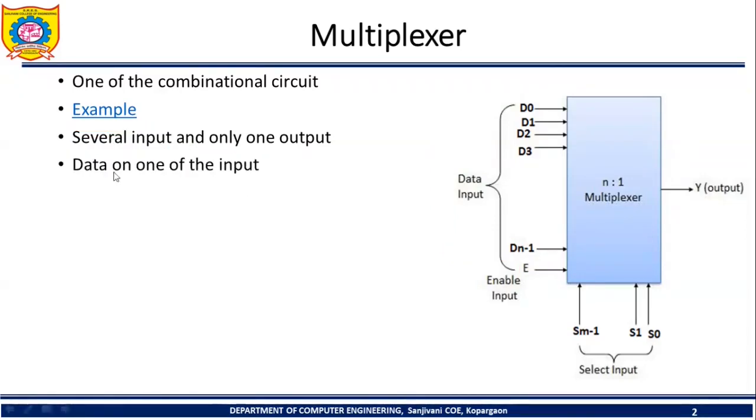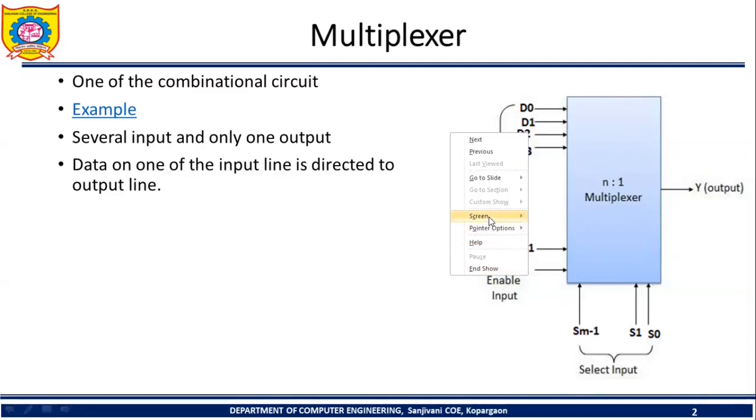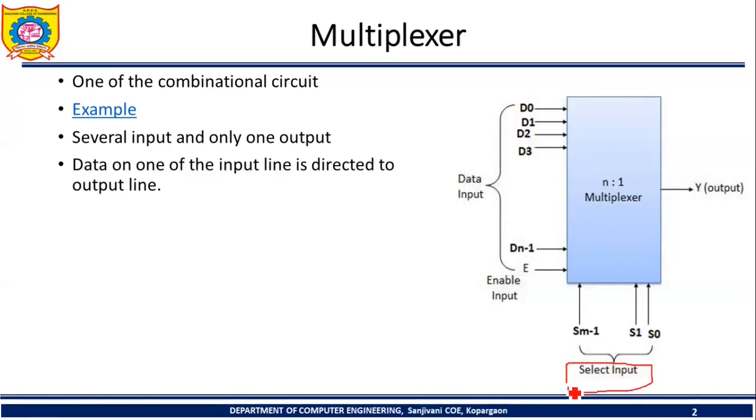In multiplexer, data present on one of the input lines is directed to output line. So what happens in multiplexer? Out of these n input lines, one input line will be selected at a time, and data present on that input line will be sent to the output line. Here the question is how these input lines are selected. If you observe this diagram, you will come to know that we also have select input. Okay, so along with this data input, you can also see select input.